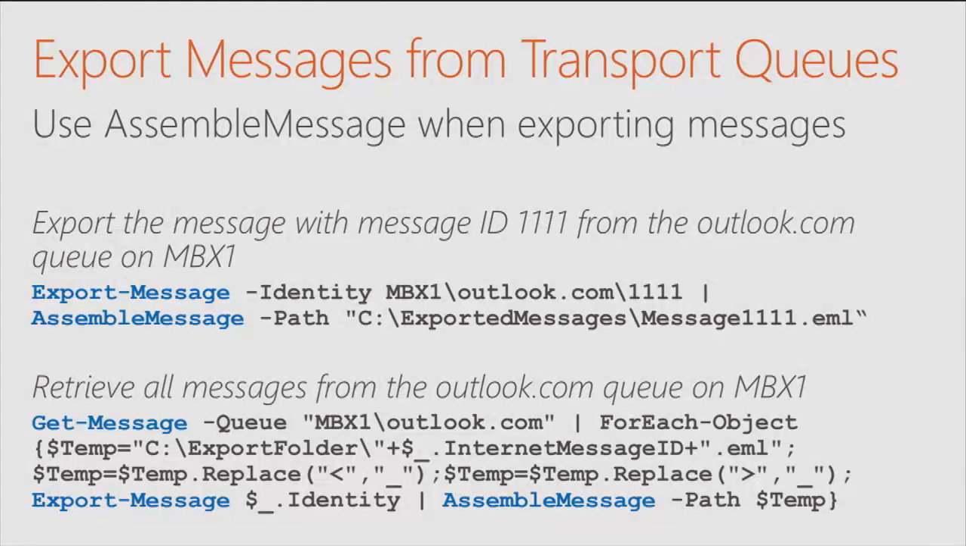If I just want to dump the whole queue and grab all the messages, I would use the next cmdlet, and this is simply enumerating the queue, grabbing each object, and then for each object, it's creating an email message based on its internet message ID. So each message will be a unique EML file inside the file system. Pretty quick and simple, but I thought it's powerful stuff worth sharing.